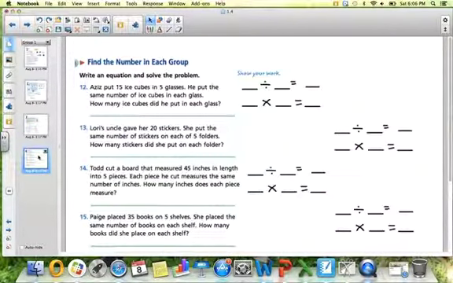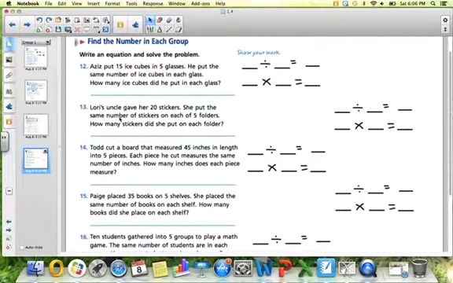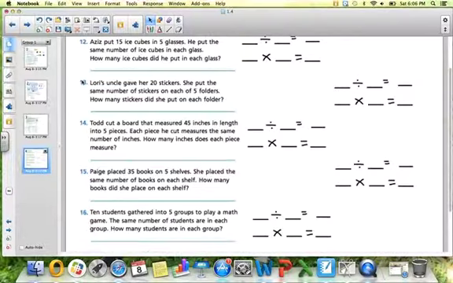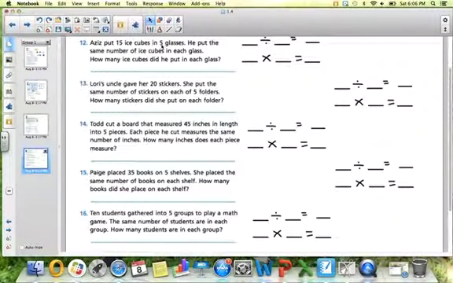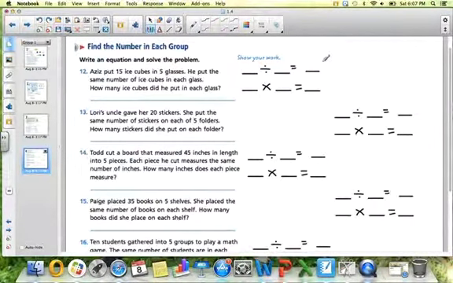So now we are on page 26 of your student activity book, working on some word problems. Okay, so I went ahead and made these little guides to help us remember what we've been doing. So number 12, Aziz put 15 ice cubes in 5 glasses. He put the same number of ice cubes in each glass. How many ice cubes did he put in each glass? So we know the total is 15.